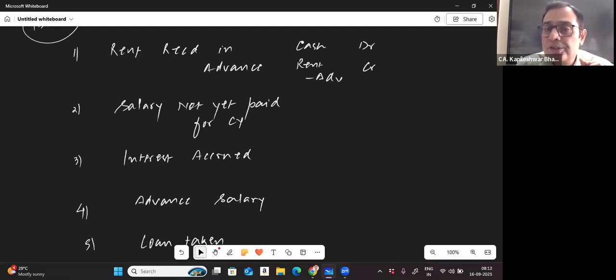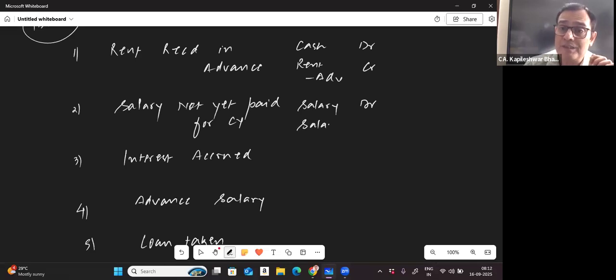The salary which is not yet paid for the current year doesn't make a difference. Even if you have not paid the salary for the current year, you need to still record the expense. So one is salary, which is an expense. Expense always gets a debit. And since it is not yet paid, you need to create a liability, and that is going to be called salary outstanding. That gets a credit.